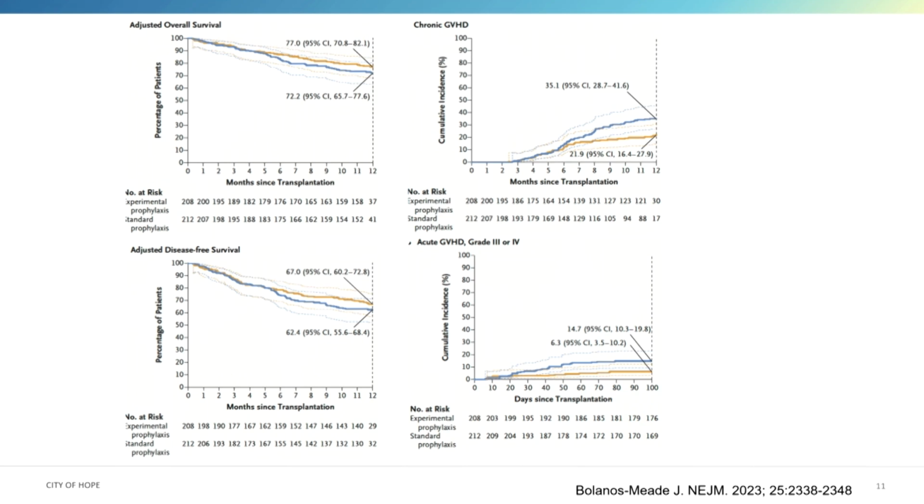post-transplant cyclophosphamide was superior and caused a good 20% increase in the graft survival compared to tacrolimus methotrexate. This was mostly due to a decrease in severe acute graft versus host disease and chronic graft versus host disease. Survival was numerically different, but statistical significance was not met. And further long-term survival follow-up might show different things.